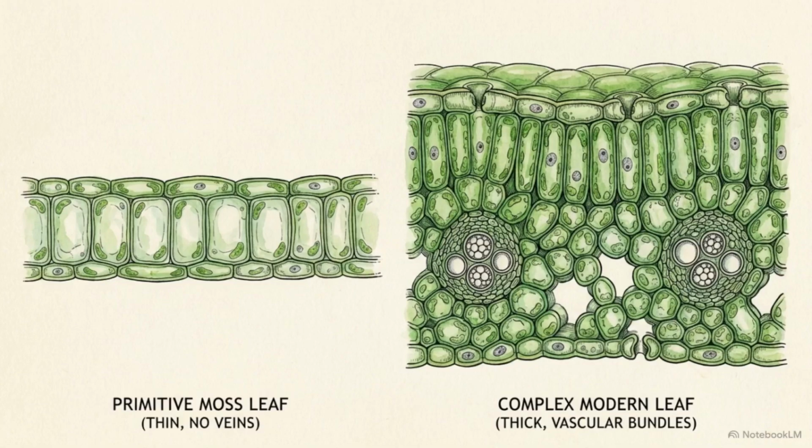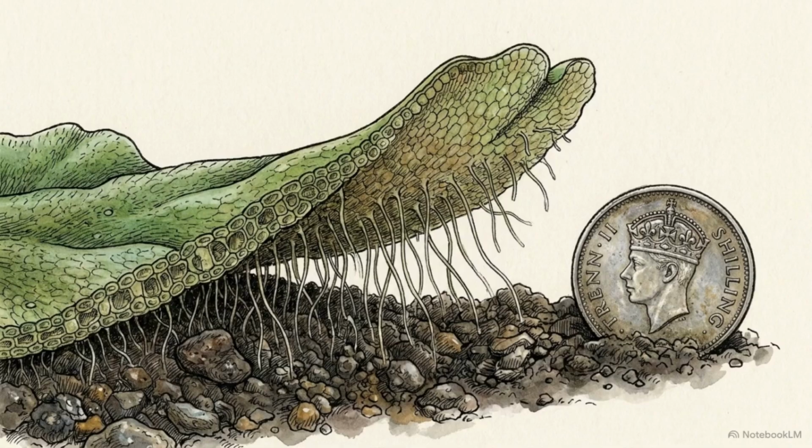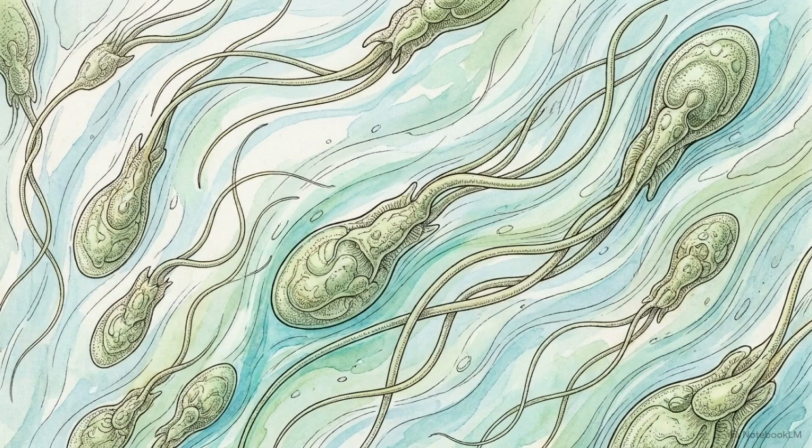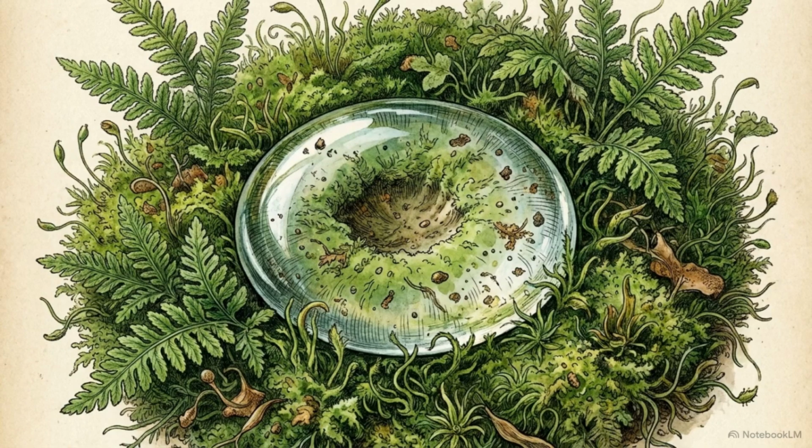Bryophytes lack vascular tissue, the internal plumbing required to pump water upward. Instead of true roots, they anchor themselves with simple, hair-like structures called rhizoids, which limits their height to just a few inches. Their reproduction is also heavily restricted. Bryophytes produce flagellated sperm. To fertilize an egg, these sperm must have a physical layer of water to swim through.